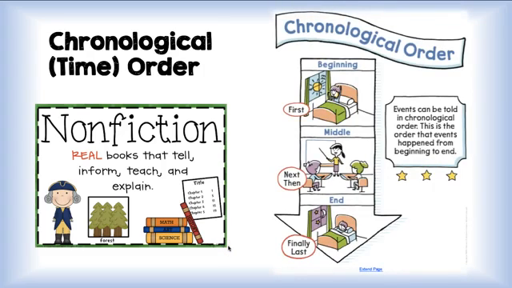But we can still tell the story with a beginning, a middle, and an end, using words like first, next, then, finally, and last. And it says events can be told in chronological order. This is the order that events happened from beginning to end.